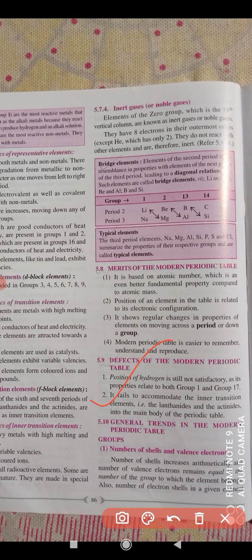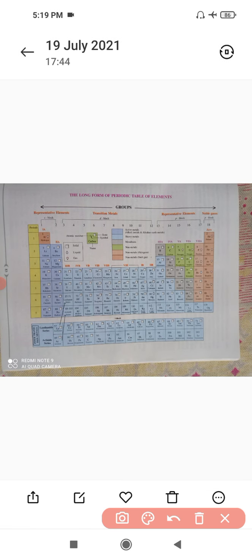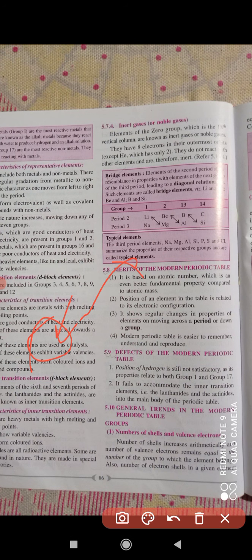And similarly it fails to accommodate the inner transition metals, because students, you know, the inner transition metals are present below. You can see here, these are the inner transition metals, present below. They are not properly fixed inside the group because it would change the shape of the periodic table and look awkward. That's why. So students, that's all. General trends in the modern periodic table I will explain in the next video.